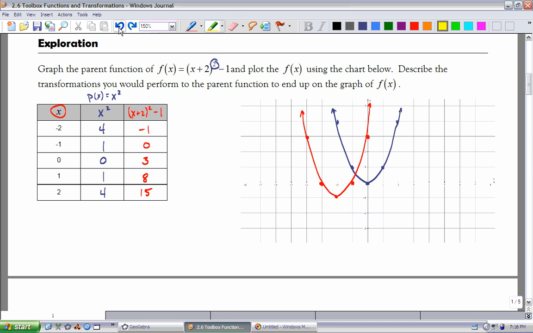And what we see here is, describe the transformations that you would perform to the parent function to end up on the graph of f of x. You'll notice that what we did here was we had a shift over and down. Each point was shifted 2 to the left and down 1. Okay, and so that's what we're looking for when we say the transformations we would perform to the parent function, which was x squared, to get (x + 2) quantity squared minus 1.